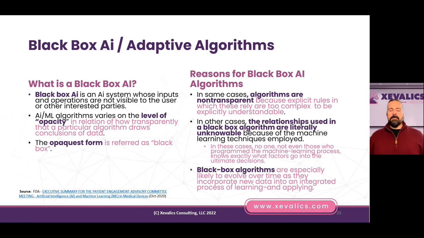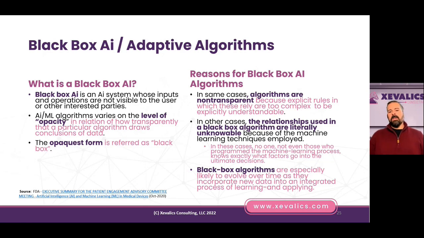So, what are the reasons for black box AI algorithms? In some cases, algorithms are not transparent because the explicit rules on which they rely are too complex to be explicitly understandable. In other cases, the relationships used in a black box algorithm are literally unknowable because of the machine learning techniques employed. For example, in these cases, no one, not even those who program the machine learning process, knows exactly what factors go into ultimate decisions. Also, black box algorithms are especially likely to evolve over time as they incorporate new data into an integrated process of learning and application. So it's important.